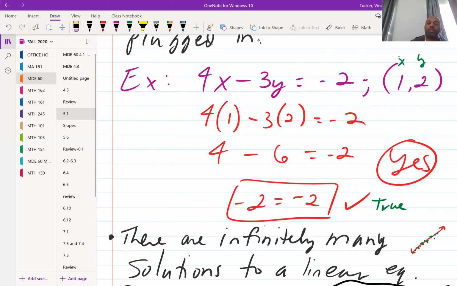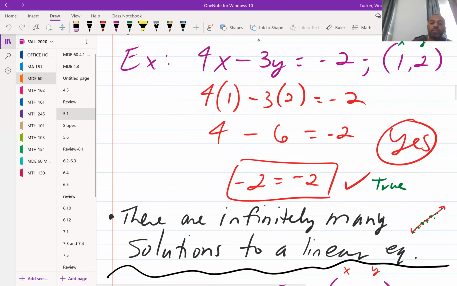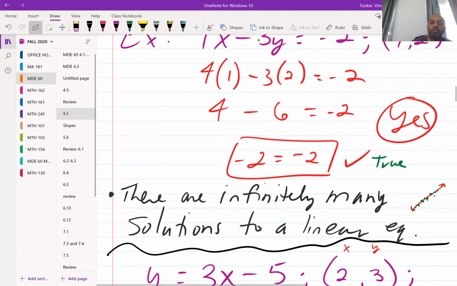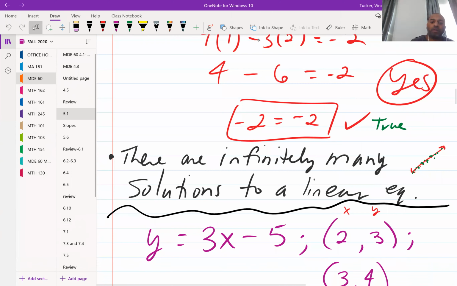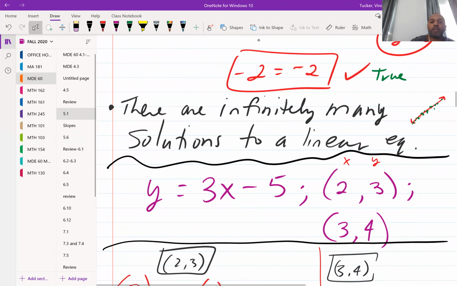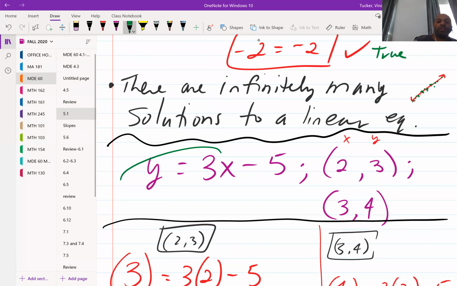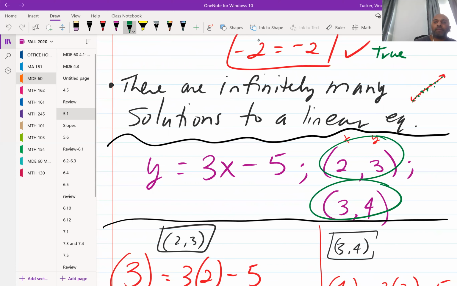All right. Any problems? All right, so let's try it one more time. This time they give us the equation y equals 3x minus 5. Then they give us two ordered pairs to try. So we have (2, 3) and (3, 4).